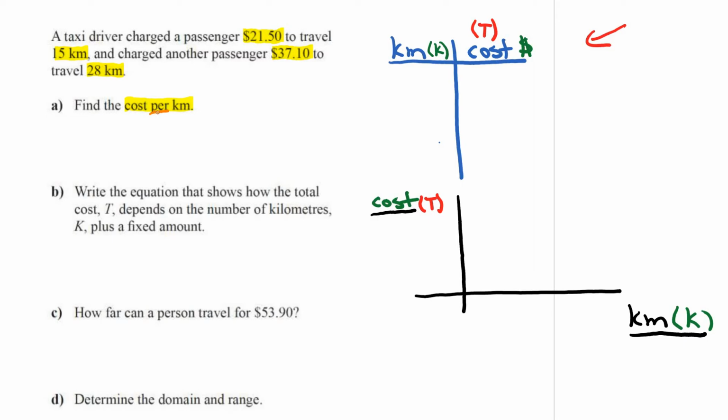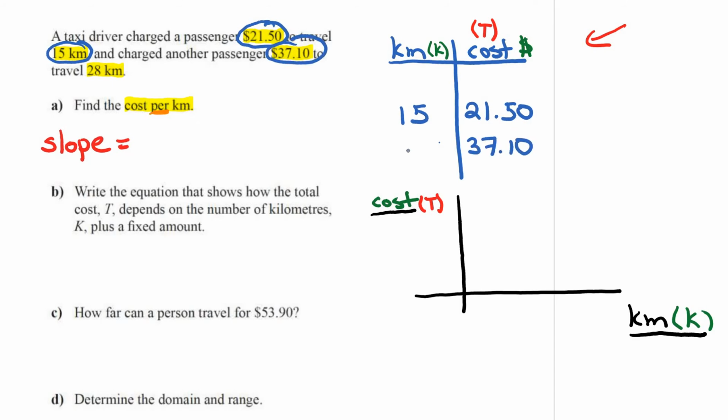As soon as I see the word per, that's the same thing as finding the slope. Rise over run, right? What I'll do here is use the numbers given in my problem to set up a table of values. I have $21.50 for the cost, and that's for 15 kilometers. I'm also charged $37.10 to travel 28 kilometers. Here are my coordinates: 15, 21.50, and 28, 37.10.